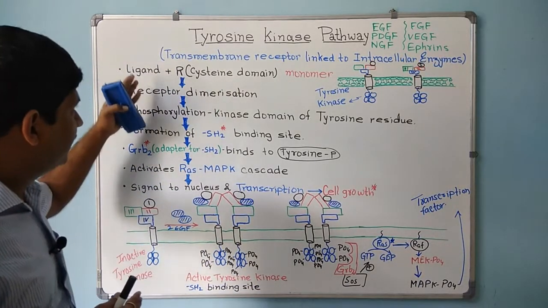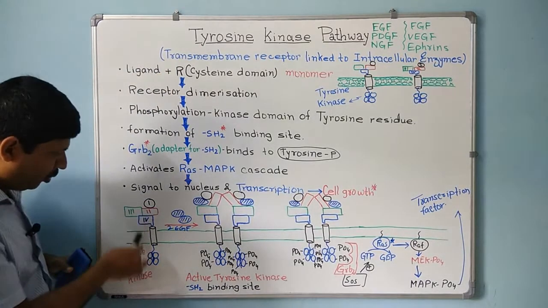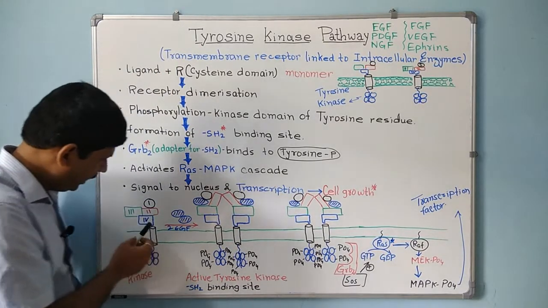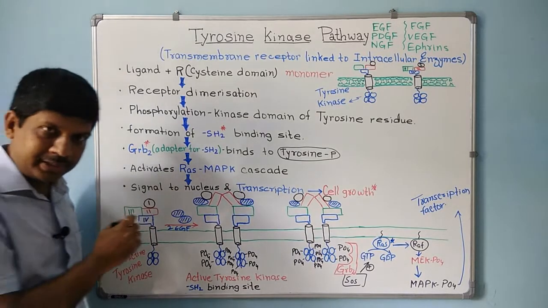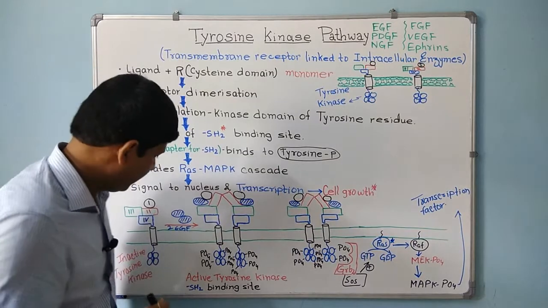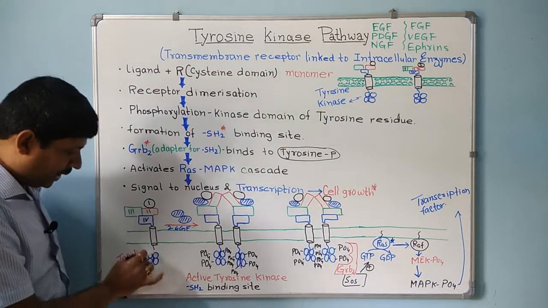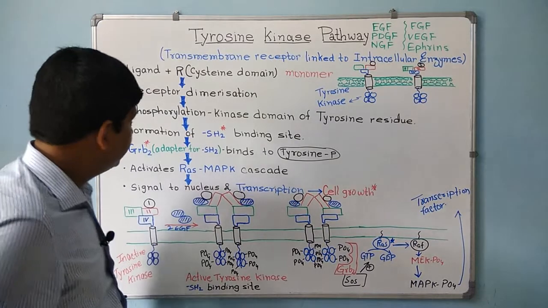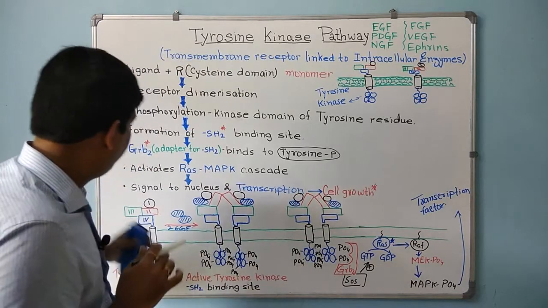As soon as the ligand binds with the receptor... here we have the monomer, here we have the monomer, and we have units 1, 2, 3 and 4, shown in different colors. This is the inactive tyrosine kinase. Down in the intracellular part, the enzyme is present in inactive form when the ligand is not bound.